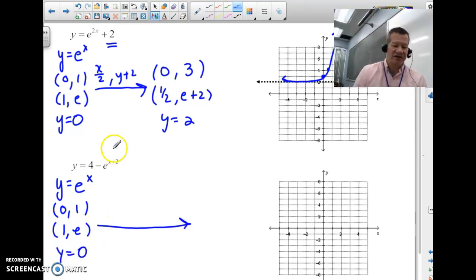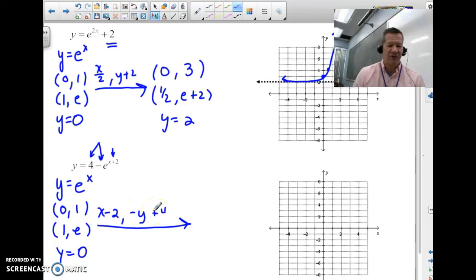However, be careful because inside we're adding 2 to x, so I'm going to have to subtract 2. I got to do the inverse. But outside, look at this. It was e to the x, now it's negative e to the x. So I multiplied by negative 1, and then this is a positive 4 that's being added. So I have to multiply the y values by negative 1. And then I have to add 4 to them.